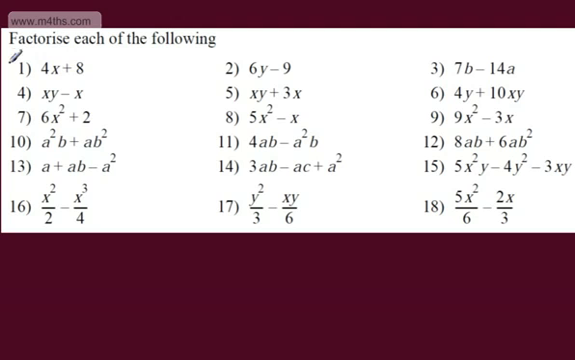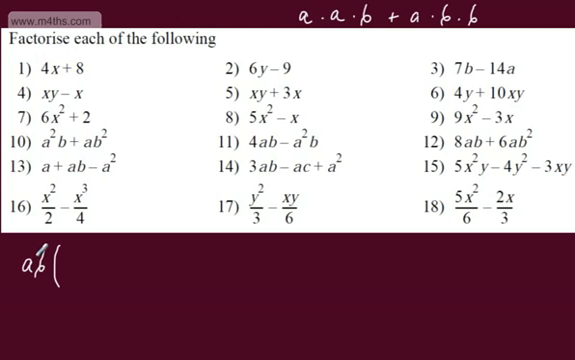Okay, let's look at this one here. We've got a squared b plus ab squared. If I wrote this out in long form, what we've got is a multiplied by a multiplied by b plus a multiplied by b multiplied by b. We can see that this is going to have a common factor of ab. So we can take that on the outside. So on the outside we'll have ab. We open up our brackets.